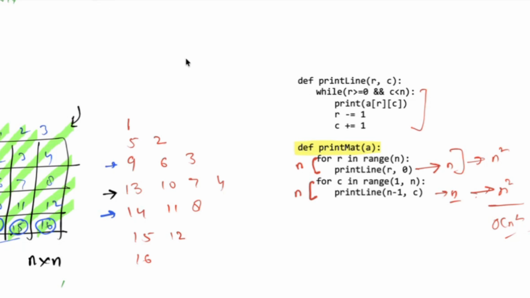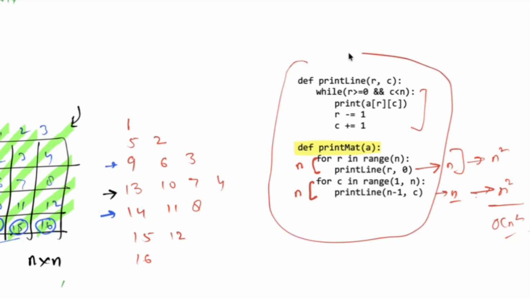Another way of figuring out the time complexity is that no matter where we are printing the element, how many elements are getting printed? There are n square elements getting printed, and we are going to each element only once. It is not happening that we are going to this 6 two times or three times or four times. We are going to this 6 only once. So there are total n square elements, and every element is accessed only once. So the time complexity will be order of n square.